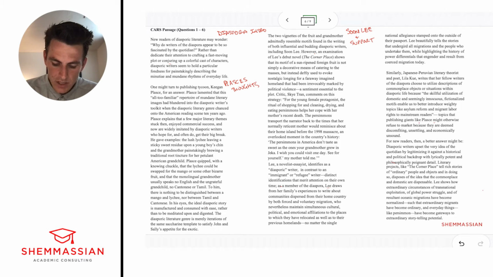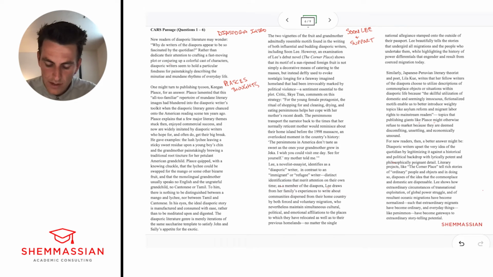identifications that merit attention on their own time. As a member of the diaspora, Lee draws from her family's experiences to write about communities dispersed from their home country by both forced and voluntary migration, who nevertheless maintain simultaneous cultural, political, and emotional affiliations to the places to which they have relocated, as well as to their previous homelands.